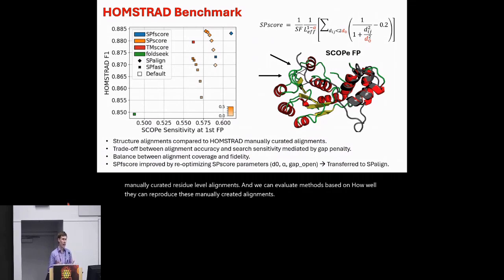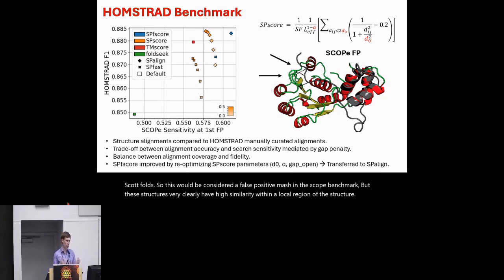And so while developing SPfast, I noticed a clear trade-off between sensitivity and alignment accuracy, which seemed to be mediated by this empirical score used to penalize alignment gaps. So to try and work out what was going on here, I've highlighted an illustrative example. Here's a pair of proteins from the SCOP benchmark, which are drawn from totally distinct SCOP folds. So this would be considered a false positive match in the SCOP benchmark. But these structures very clearly have high similarity within a local region of the structure.